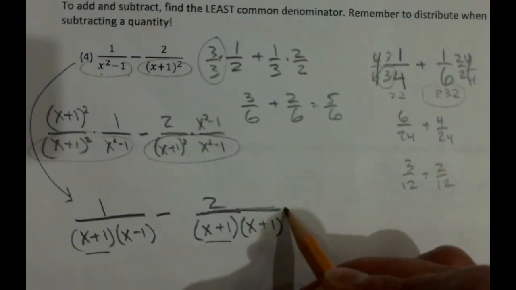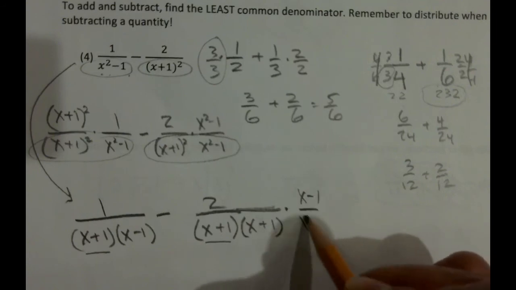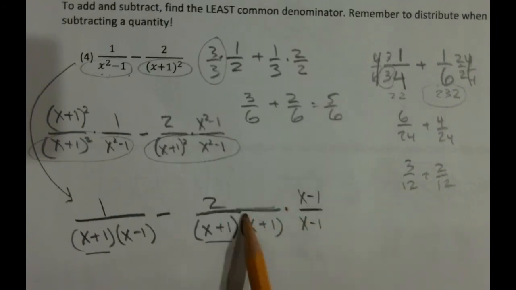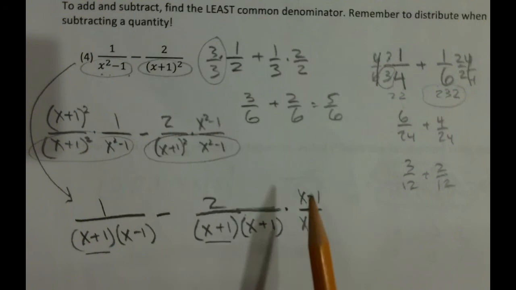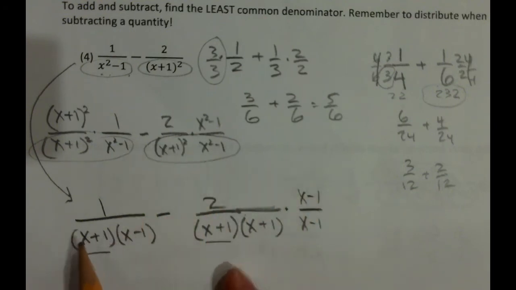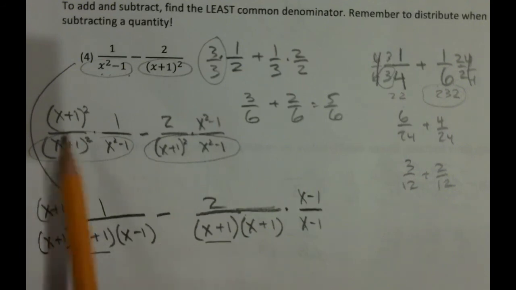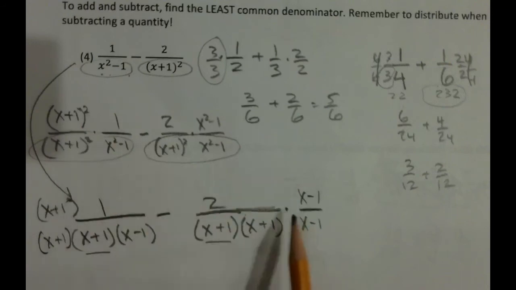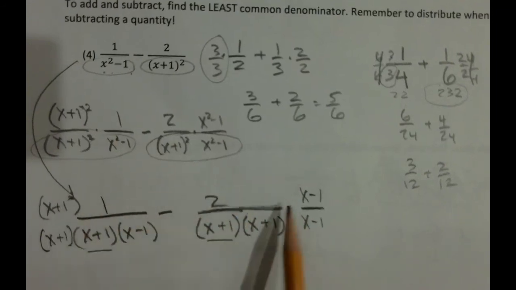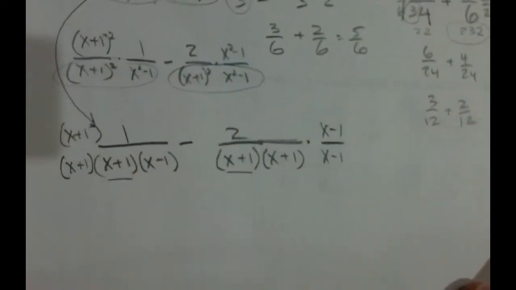Over here, I just need an x minus 1. Then I'll have x plus 1 squared times x minus 1. Over here, I just need an x plus 1. And that's a lot simpler than doing these two. Alright, so this is what I need. Alright, so let's simplify this.